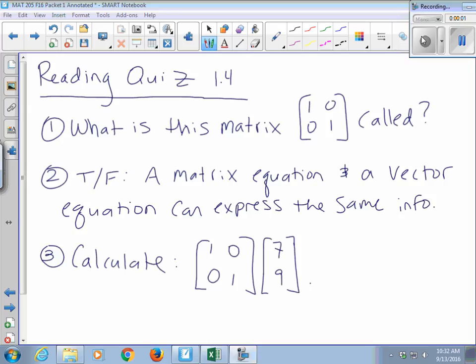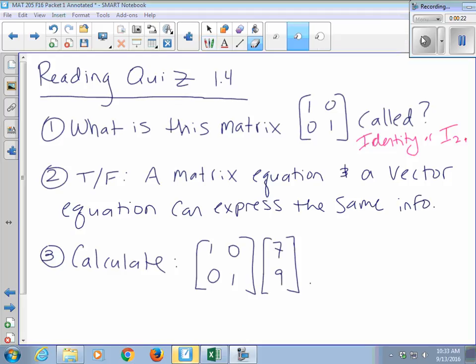The matrix 1001 is called the identity. You could have said the 2 by 2 identity, or I2. I think that's the notation your book uses for it. Or it's actually I2 by 2, like that. True or false, a matrix equation and a vector equation can express the same information.